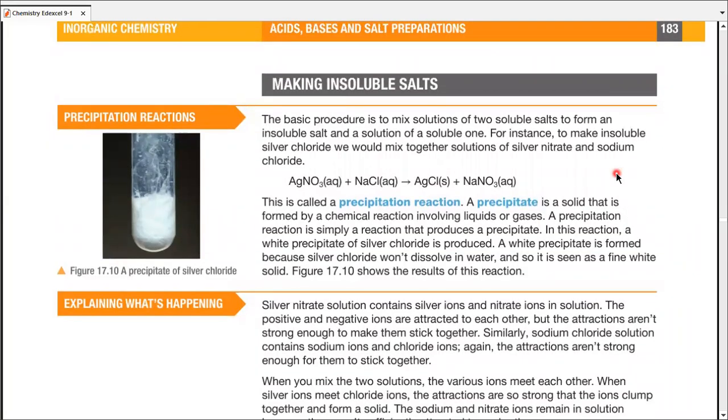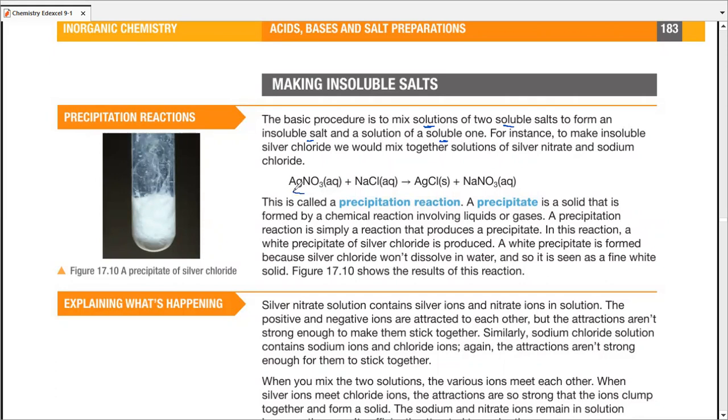All right. Making insoluble salts, or precipitation reaction, we also call it salt precipitation. Remember, as soon as we use the word precipitation, the first thing that should come to your mind is that we are talking about an insoluble salt, and we're talking about its preparation. Now, the very basic procedure is to mix solutions of two soluble salts, and what we usually get in return is one insoluble salt and one soluble salt.